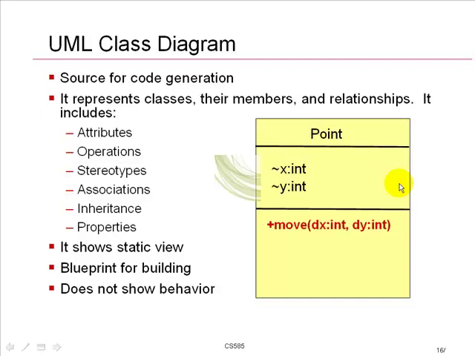Take an example, the point class. In UML notation, a class can be represented with a rectangle with 3 compartments. The top compartment specifies the name of the class. The middle compartment specifies the attributes of the class, and the final compartment has the methods of the class.